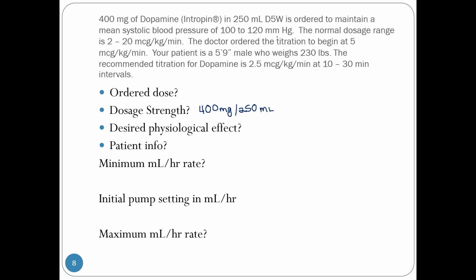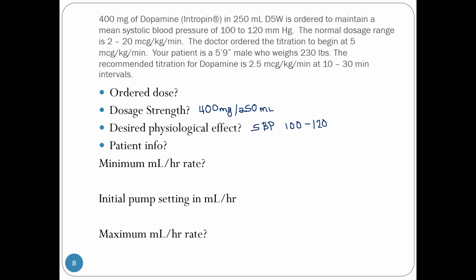As I continue at the end of the first line, it is ordered to maintain a systolic blood pressure of 100 to 120 millimeters of mercury. So the physiological effect is to maintain systolic blood pressure between 100 and 120. Again, making note of that information, trying to make sense of the problem as I go.